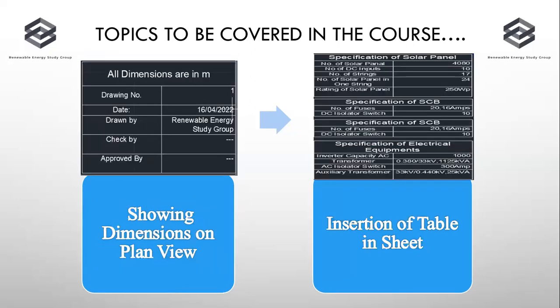Next point we're going to see in the software is showing the dimensions on the plan view. Once we have drawn the plan view and done the cable routing and sizing, then we have to give the dimensions of each and everything. Whenever we are plotting this sheet on the plotter on an A3 or A2 sheet, how we can show the dimensions at a standard level, and what kind of specification table we need to enter whenever we are downloading the plan view of the solar power plant in AutoCAD.